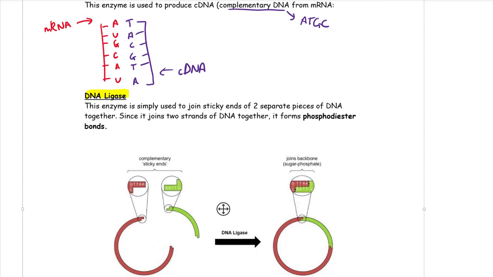DNA ligase is another enzyme that we use. This is simply used to join the two sticky ends of two separate pieces of DNA together. Since it joins the two strands of DNA together, it forms phosphodiester bonds.